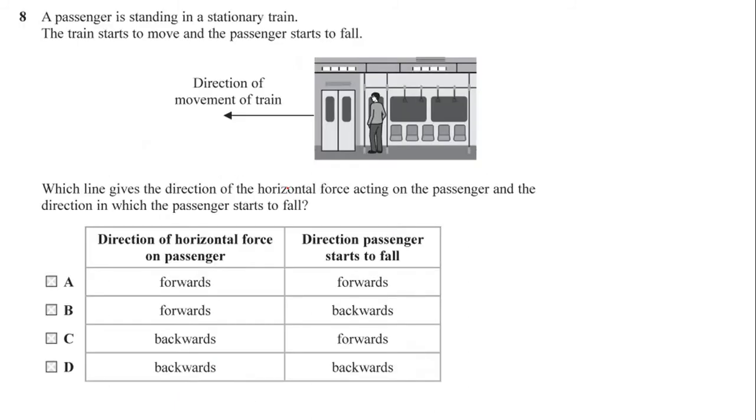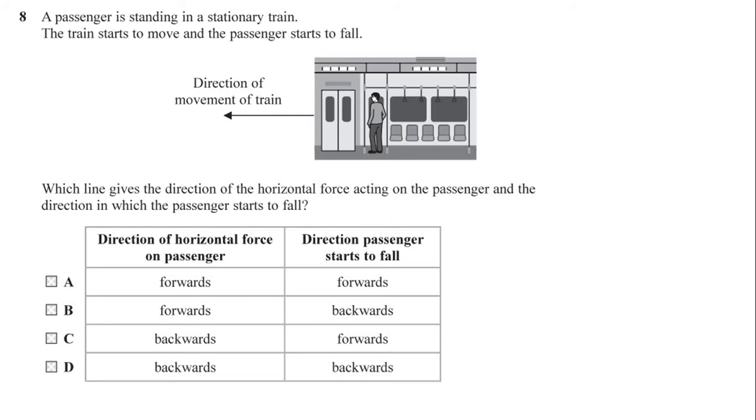Question number 8. A passenger is standing in a stationary train. The train starts to move and the passenger starts to fall. Okay, it's about Newton's laws. Direction of movement of train. The train is moving leftward. Which line gives the direction of the horizontal force acting on the passenger and the direction in which the passenger starts to fall?